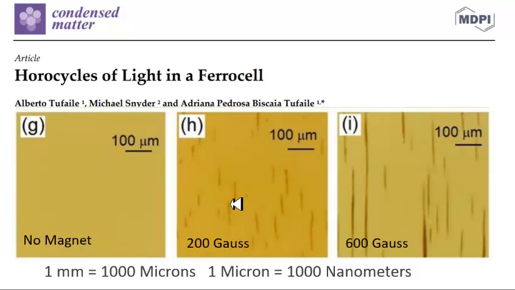And so his not to scale argument falls apart because this is actually from the paper Horocycles of Light in a Ferrocell, which I highly recommend because it's got a lot of pretty pictures in it and it talks a lot about the Ferrocell. This is by Alberto Tufel, Michael Snyder is on this paper, and Adriana Tufel. So I'm not really sure what he's talking about in terms of not to scale, because the numbers that he's quoting are not to scale in terms of what is actually observed under the microscope. Okay, so that is a big mistake that he's making in his assessment of the not to scale problem. Not to scale is not a problem.